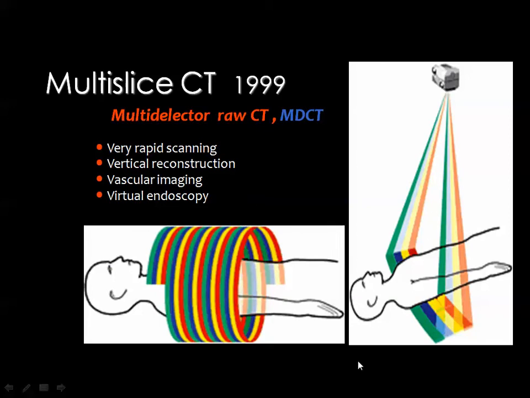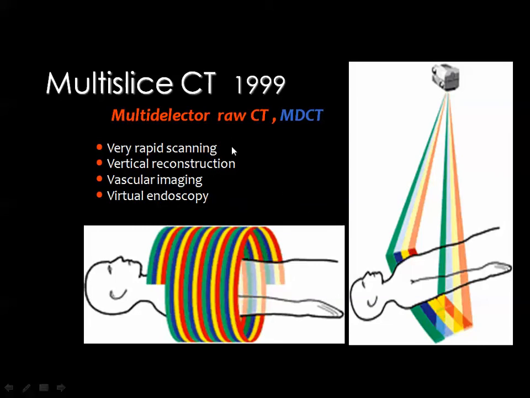This machine is very rapid, and the speed of scanning depends on the number of detectors in front of the X-ray tube. The latest multi-detector CT machines include 640 detectors in front of the X-ray tube, and hence you can imagine how fast these machines are. And these machines provide very important advantages.